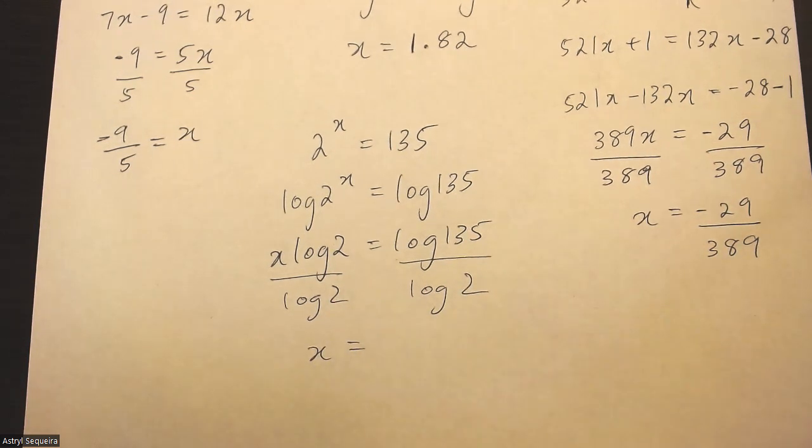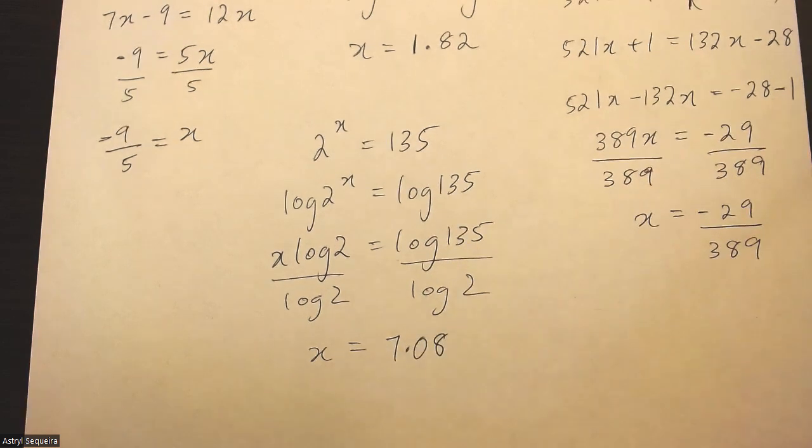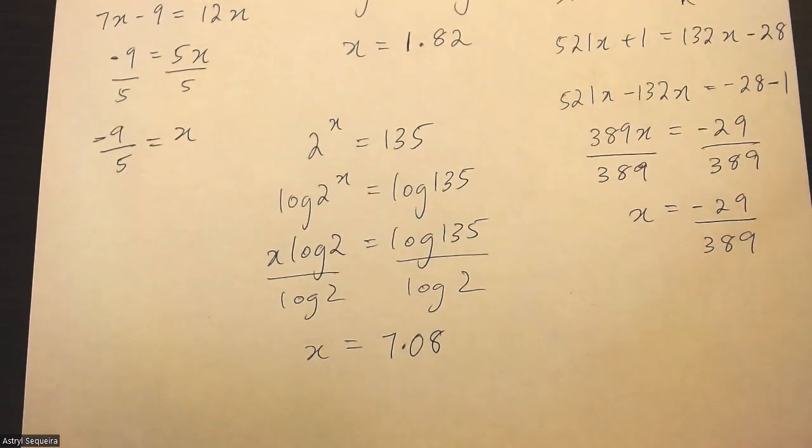So if I put this in my calculator, log 135 divided by log 2 is approximately 7.08 if I round to 2 decimal places.